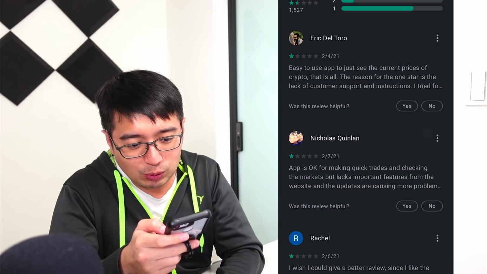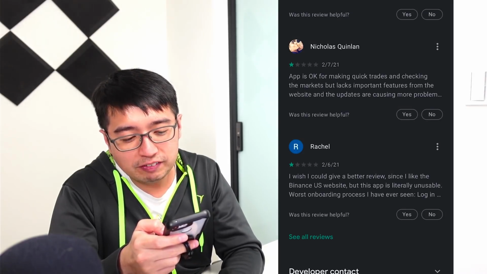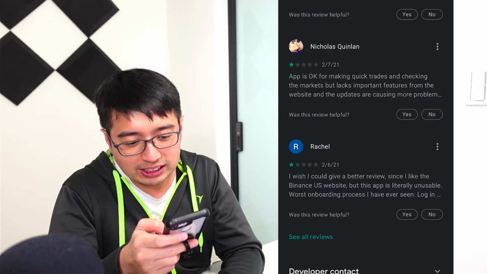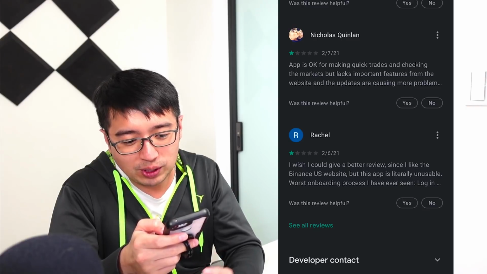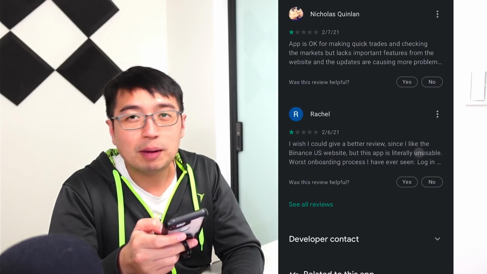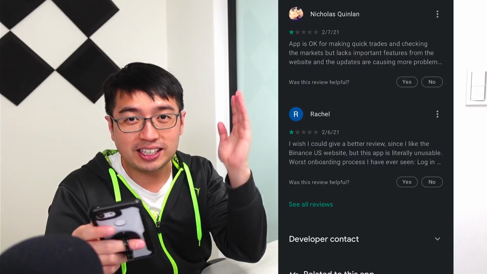App is okay for making quick trades and checking the market, but lacks important features from the website. I wish I could give it a better review since I like the Binance US website, but this app is literally unstable. Worst onboarding process I have ever seen. I'm going to avoid using the app, so we're going to use the desktop site.